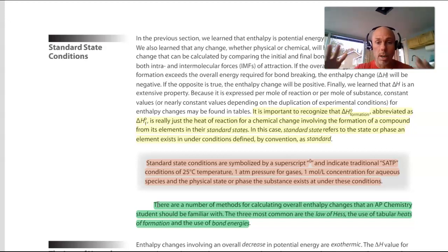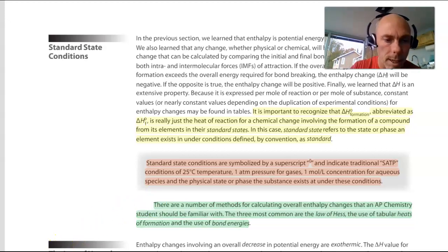I've got a chart here that is going to suggest there's two ways, but it says the three most common are the law of Hess, the use of tabular heats of formation, and the use of bond energies. The last lecture was about using bond energies. This lecture is about using heats of formation and the law of Hess. I'm going to take you to that flow chart.